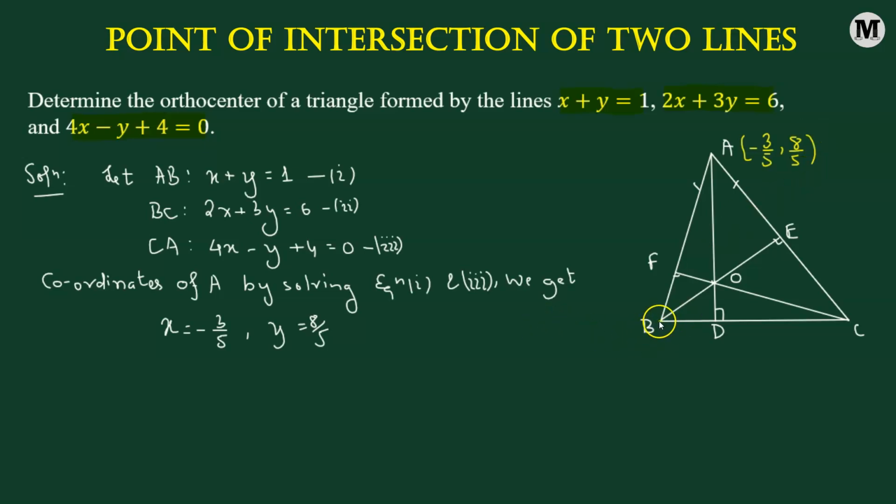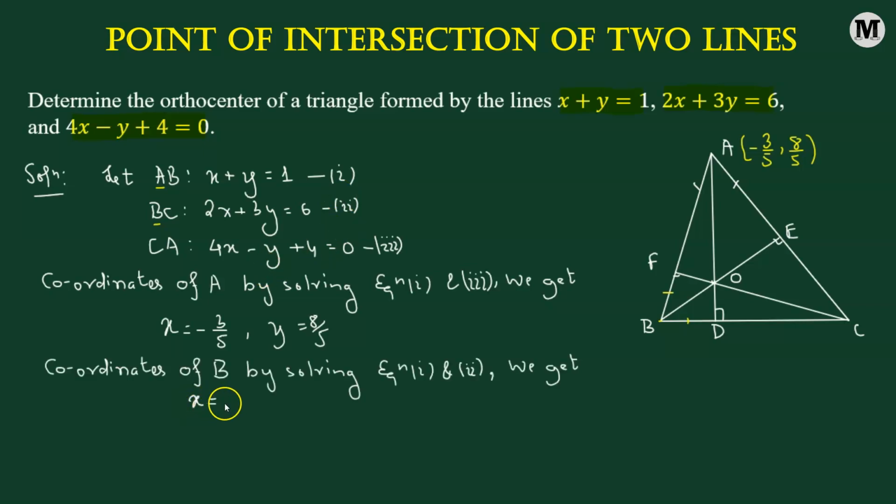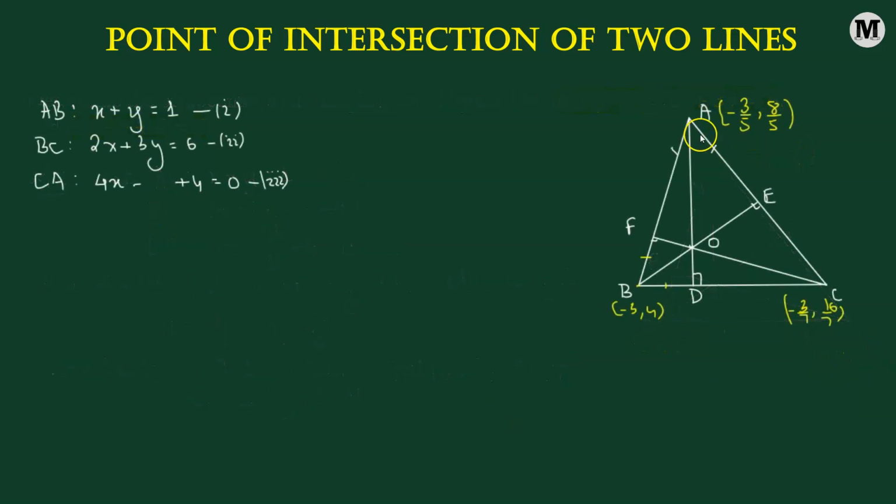To find the coordinates of point B, we need to solve the sides BA and BC. So BA and BC means we have to solve equations 1 and 2. Now x is equal to negative 3, and the corresponding y value comes out to be positive 4, which means that the coordinates of point B are negative 3, comma, 4. Similarly, we can obtain the coordinates of point C, which comes out as negative 3 over 7, comma, 16 over 7. Okay, so now we have the coordinates of the vertices A, B, and C.